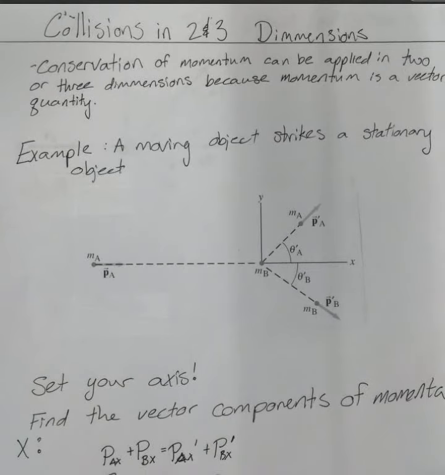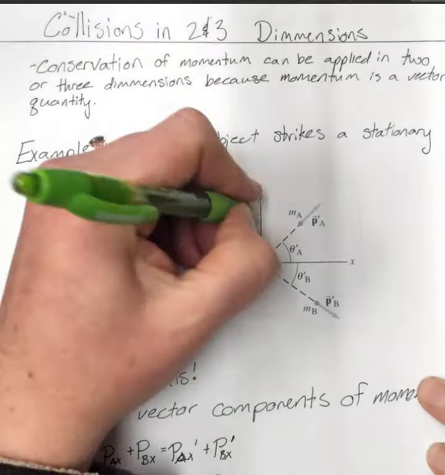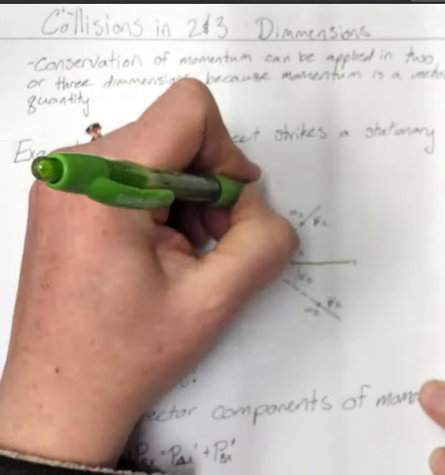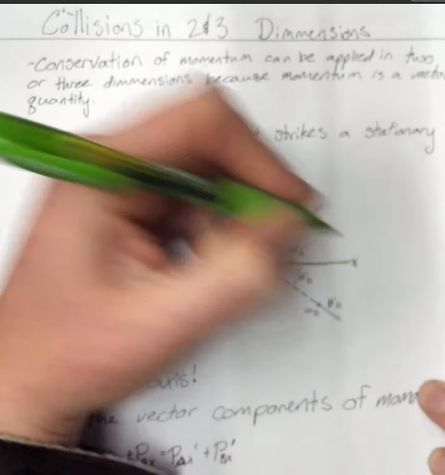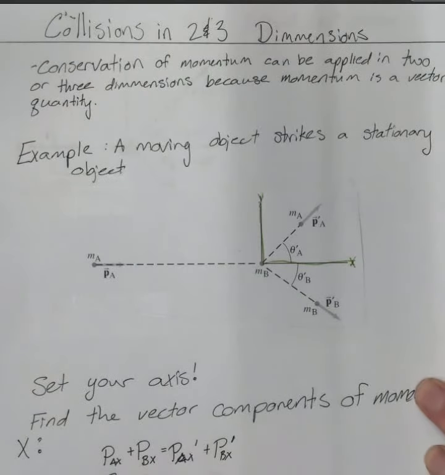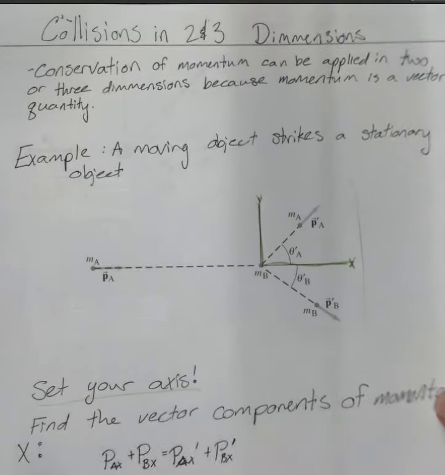Something that should tip you off on the problem solving for momentum in more than one direction is the fact that we've got an axis here. We've got a y-axis and an x-axis. When we solve for momentum in more than one direction, we want to make sure to set our axes because we're going to be solving for the momentum in the x and the y direction. And if there's 3 dimensions, then we'll have an x-axis, a y-axis, and a z-axis. So you want to make sure to set your axes to solve these problems.